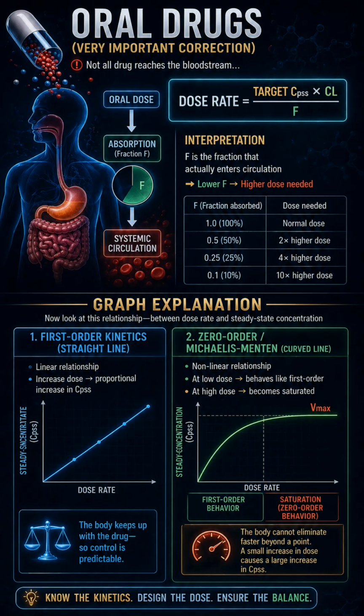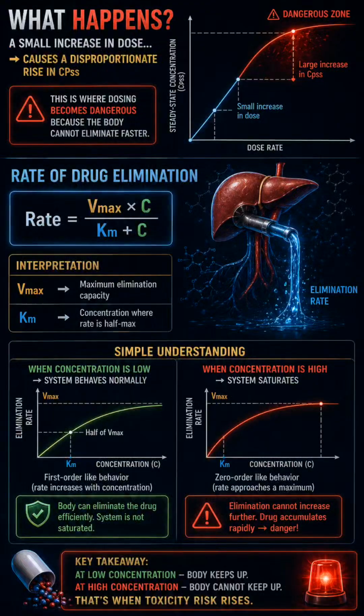Next is zero order or Michaelis-Menten, the curved line. This is a non-linear relationship. At low dose, it behaves like first order. At high dose, it becomes saturated. So what happens here? A small increase in dose causes a disproportionate rise in steady state plasma concentration. This is where dosing becomes dangerous because the body cannot eliminate faster.